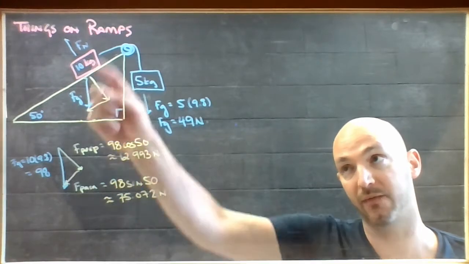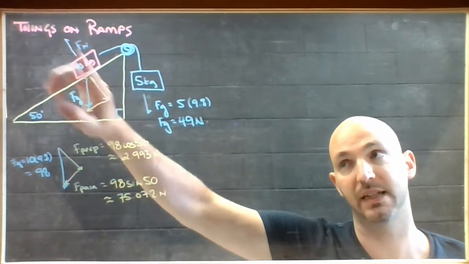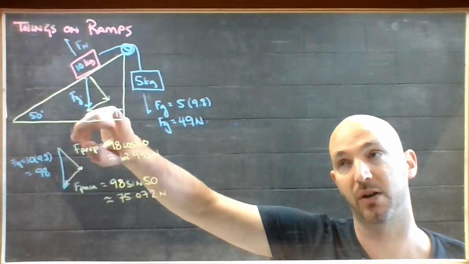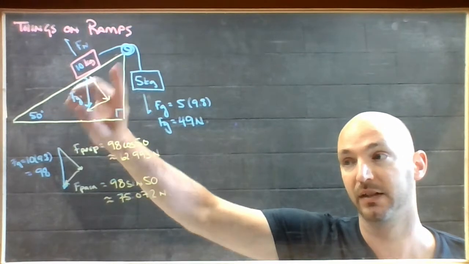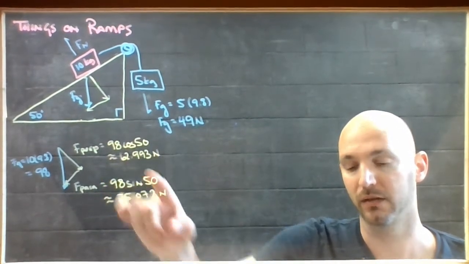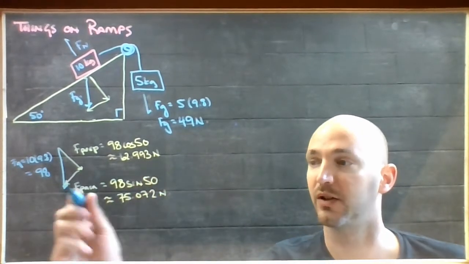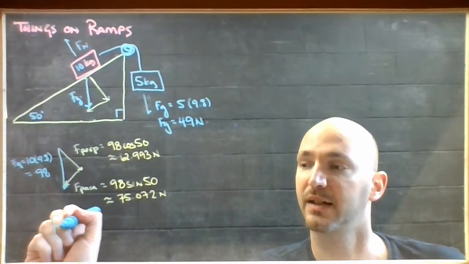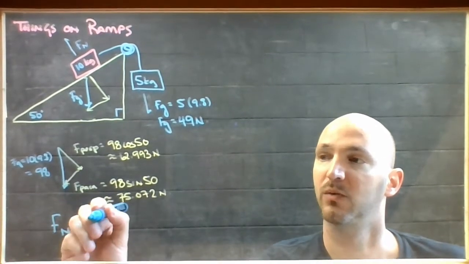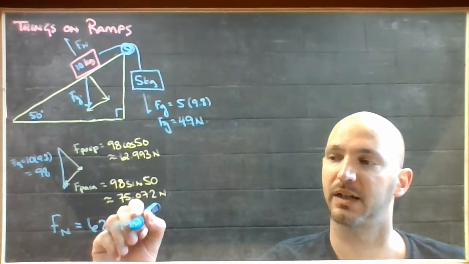The only one I don't have yet is this normal force, but you can see that it is opposing the perpendicular part of the 10 kilogram block's gravity. That's here. So we just have to lift this number and note that the normal force acting on the 10 kilogram block will be 62.993 newtons.